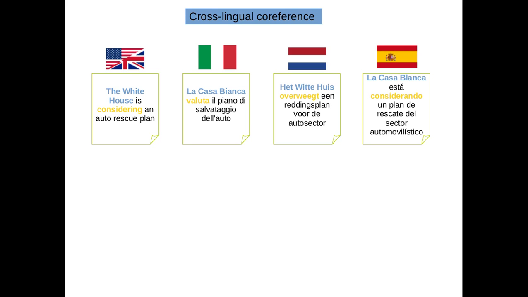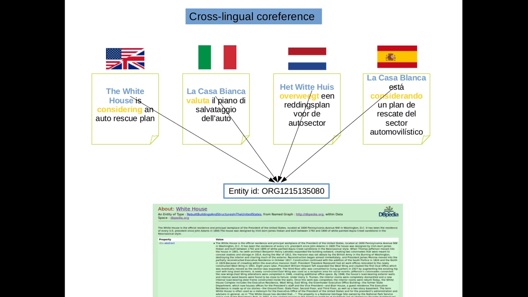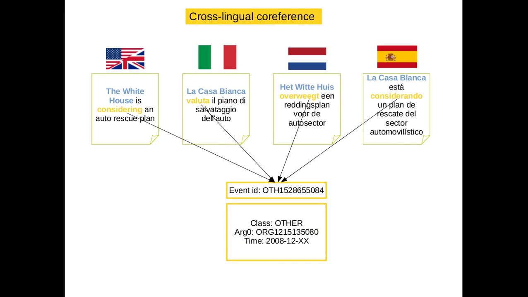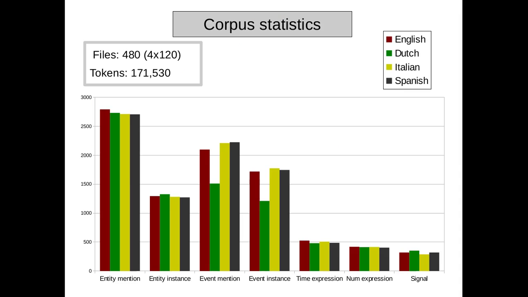Through the alignment and projection, we also obtain cross-lingual coreference. In other words, entity and event mentions across different languages refer to a unique instance. For example, the mentions of White House in the 4 languages refer to the same instance, which is defined by its identifier and linked to the Wikipedia. And all the mentions of the event considering refer to the same instance, which is identified by its identifier, its time anchor, and the entities participating in the event, in this case, White House.